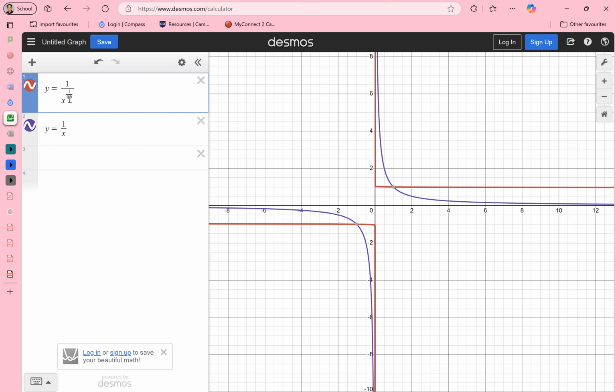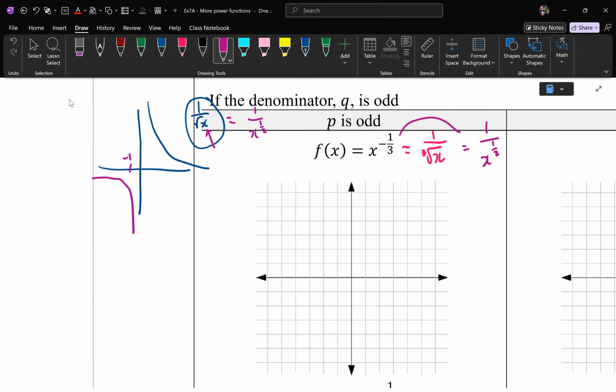Okay, at that 1 mark. So negative 1 and 1. Okay, so negative 1 and 1, that's where it's determined. Write your own notes for that one.